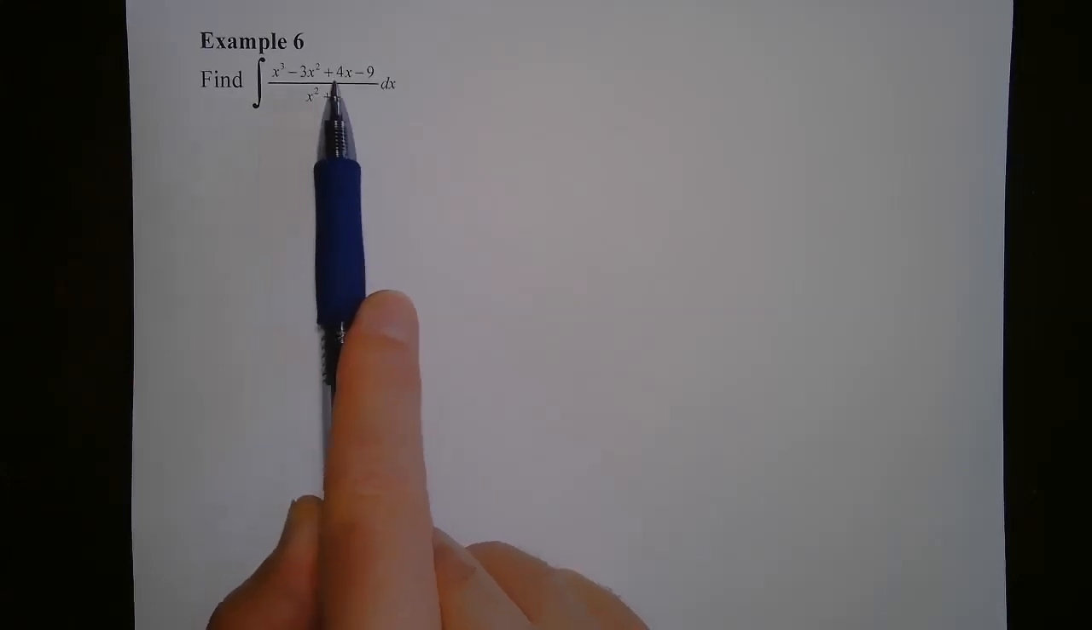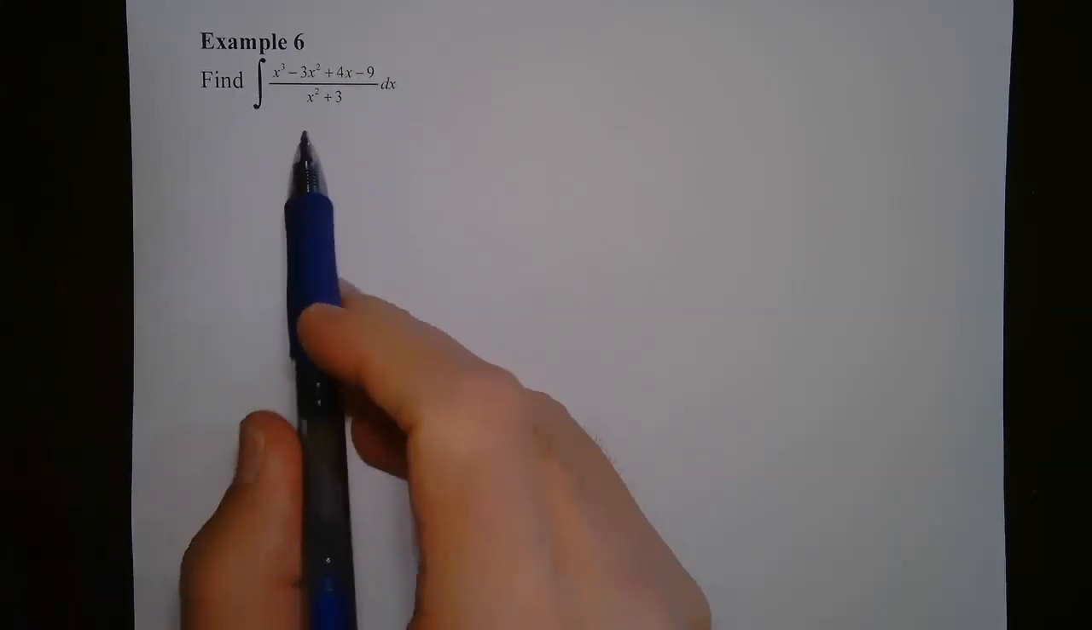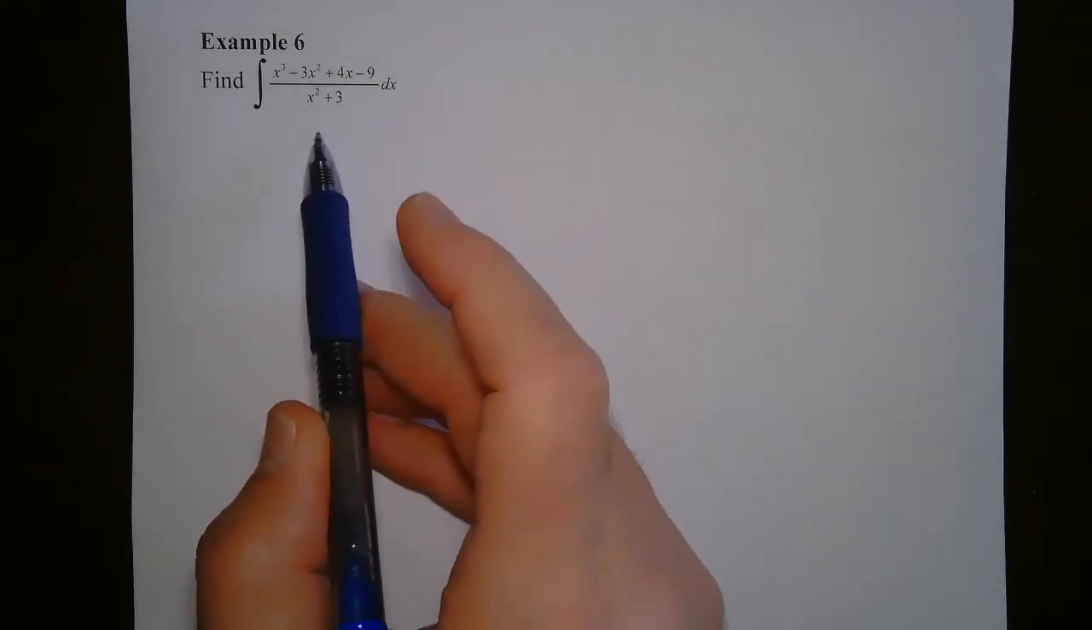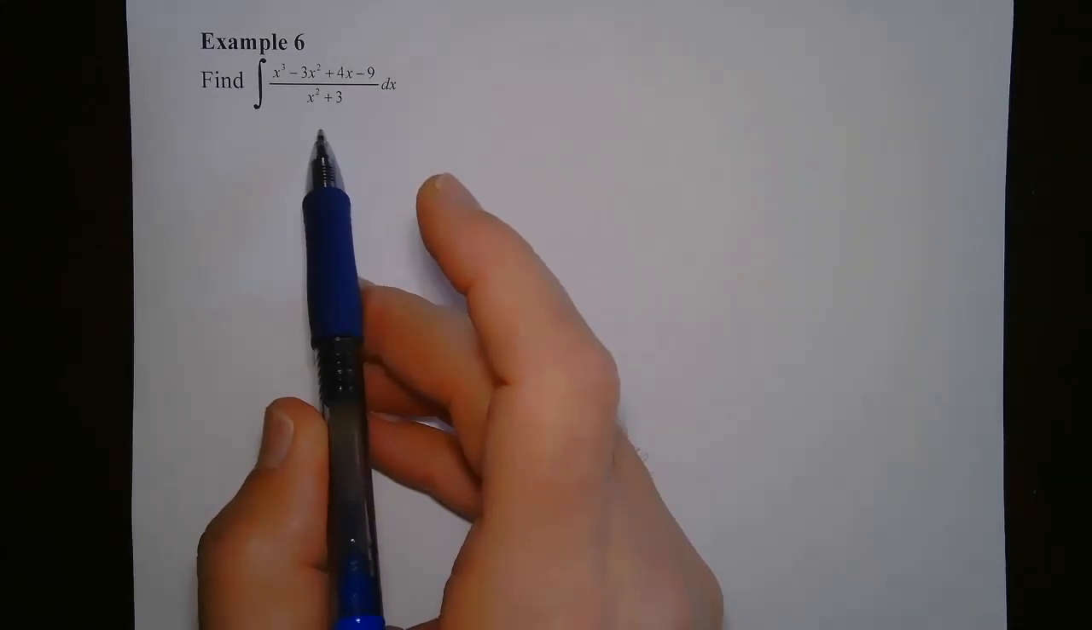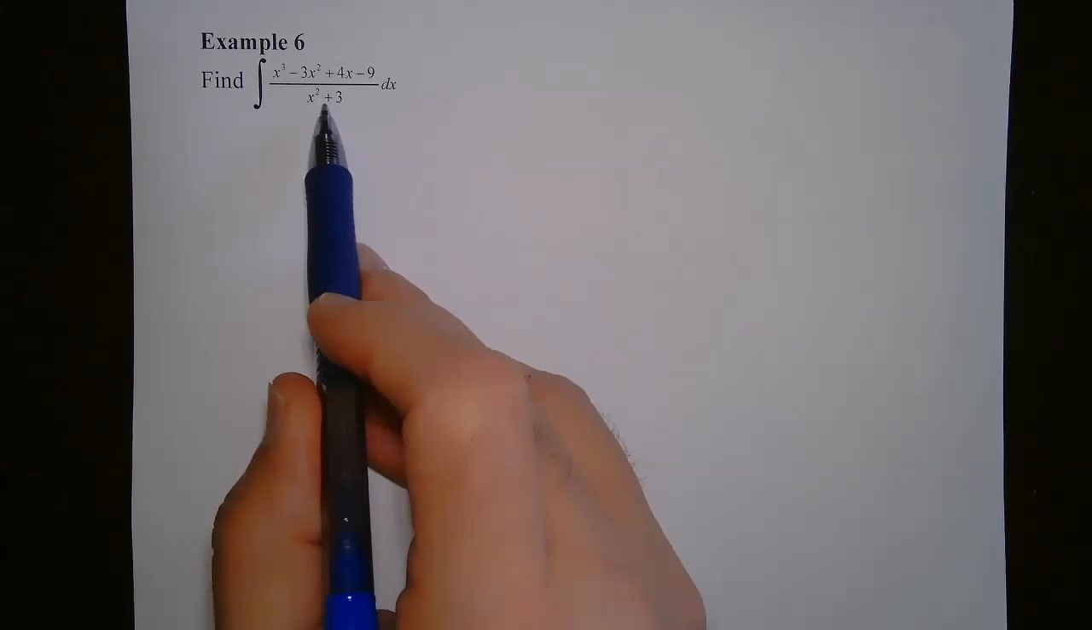Well, that's not going to help me because the numerator has many more terms than that, right? And something else you need to realize here is that there's a missing term in the denominator, right? So this is a candidate. This is one of the ones you'd want to try and use long division on, okay? All right, so there's a missing term down here in the denominator. There's no x term, right?